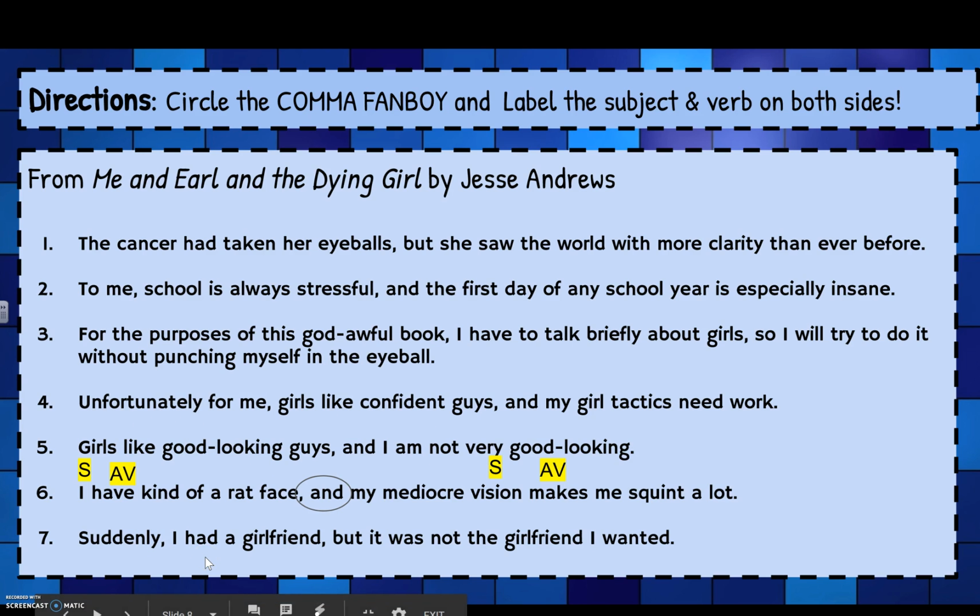Okay, let's try one more. Suddenly I had a girlfriend, but it was not the girlfriend I wanted. I'm going to start by finding my comma fanboy, comma but, and I'm going to look to see is there a subject and a verb on both sides. I'm going to tell you that there are no phrases here to get rid of. So my subject on the left, I, what did I do? I had. Okay, and that's my verb, I had. On the other side, it was not the girlfriend I wanted. It is the subject and was is the verb. So since I have a subject and verb on both sides of my comma fanboy, I have a compound sentence.